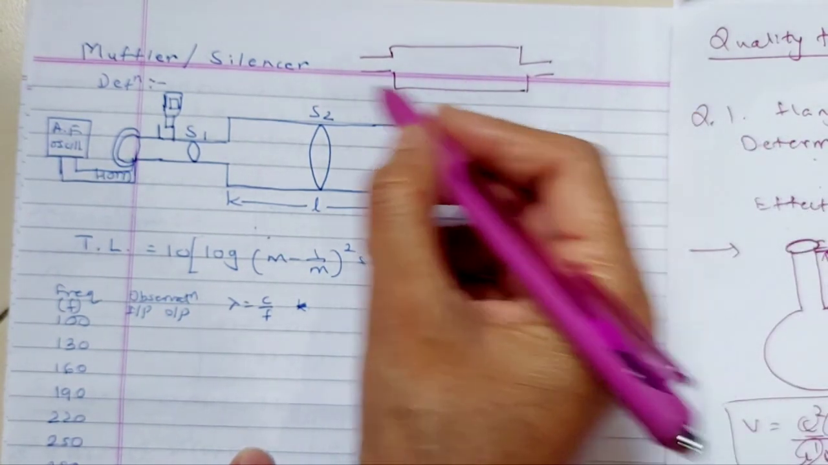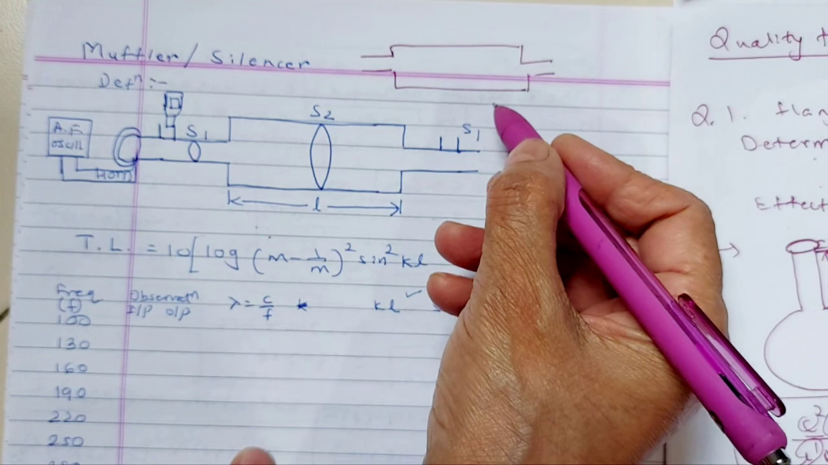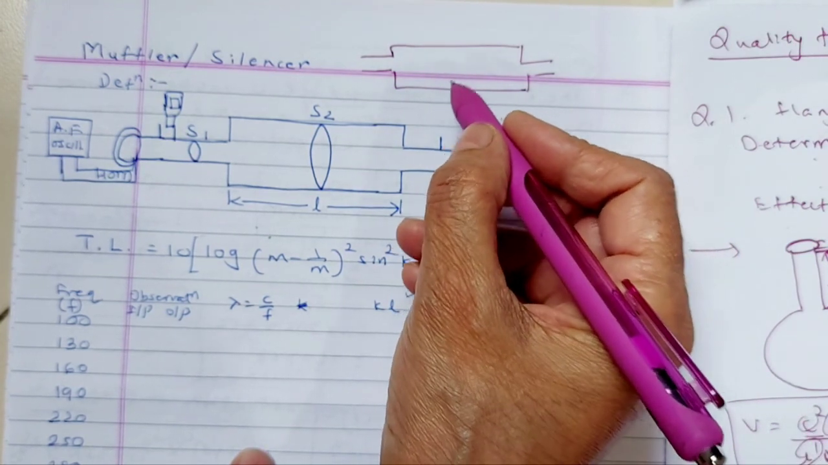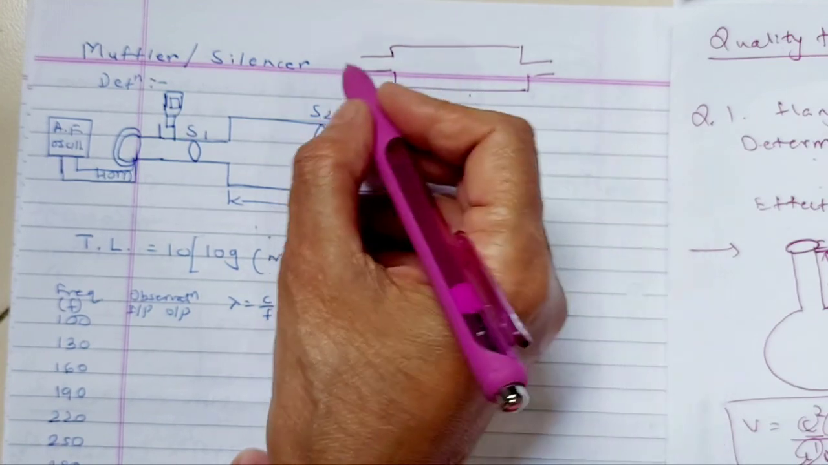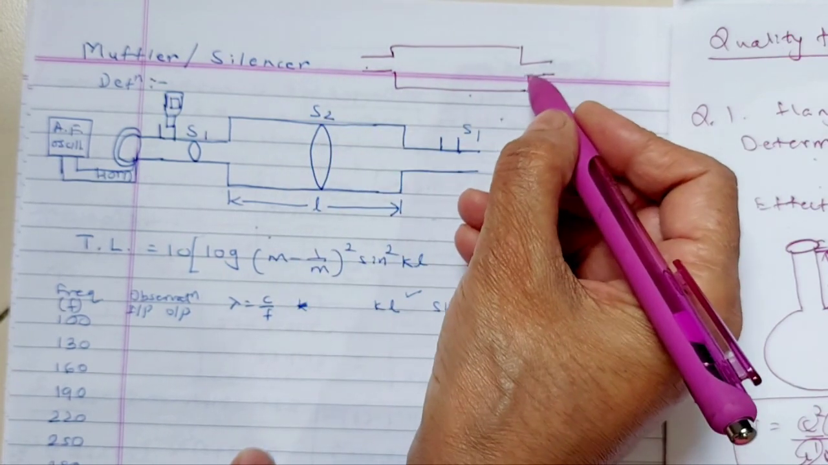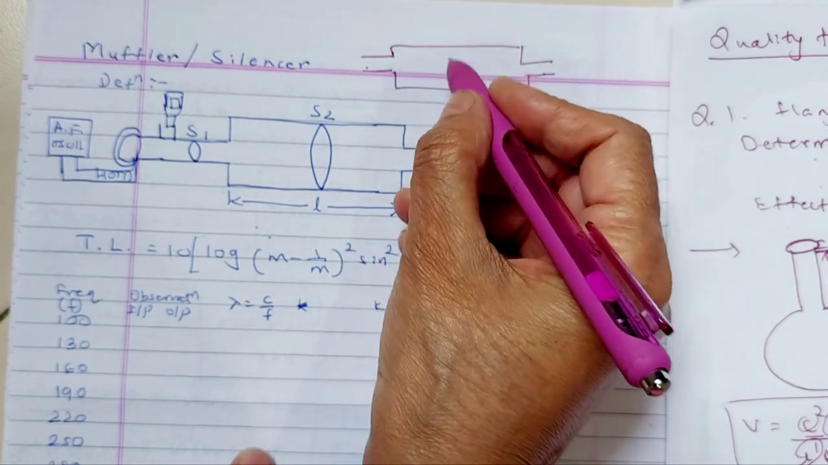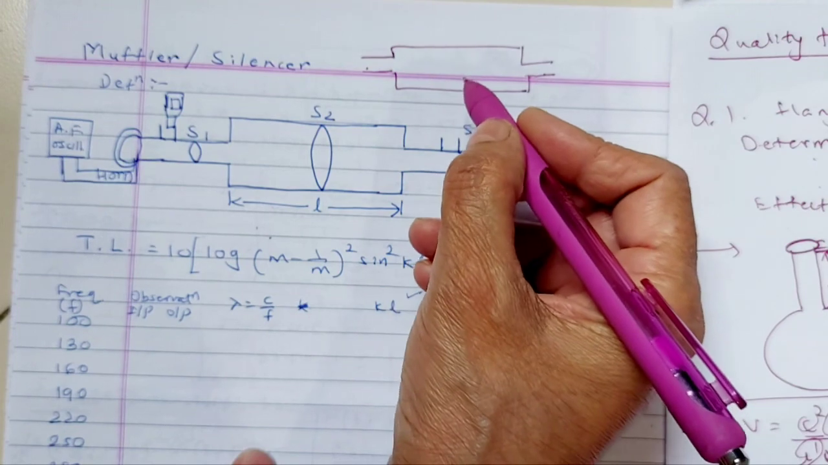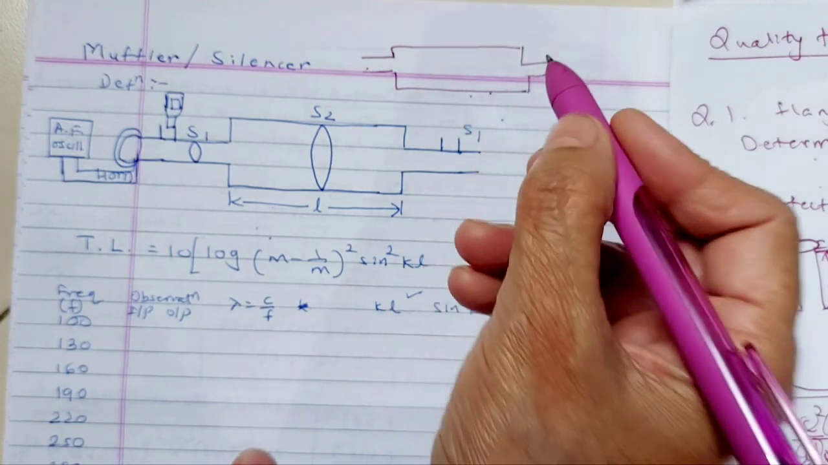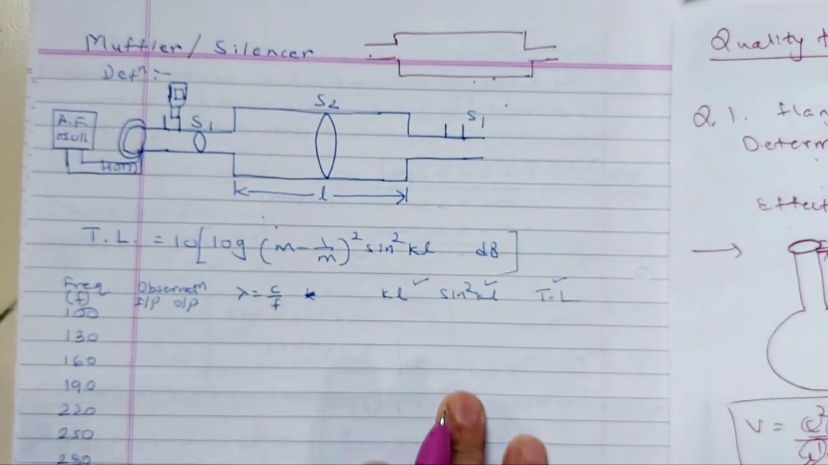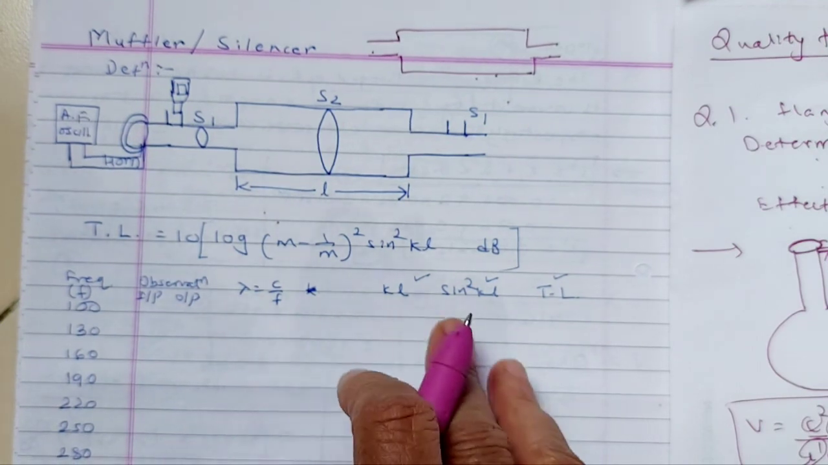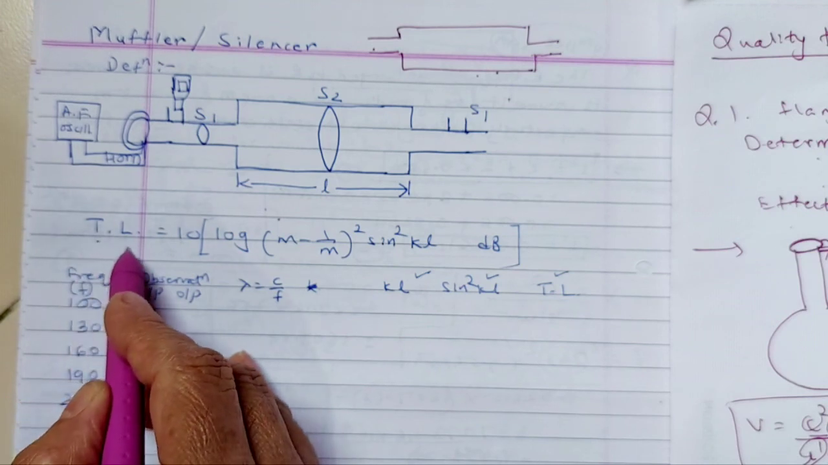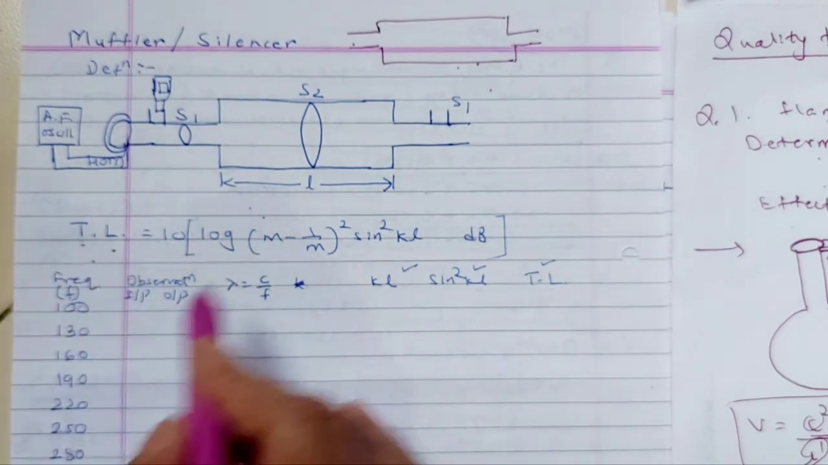Because of this particular shape, this is called the expansion chamber muffler. This inlet and outlet have the same dimensions, but this part is a little expanded. That's the reason the name is expansion chamber muffler. Now what you measure in this practical is what is called the transmission loss.